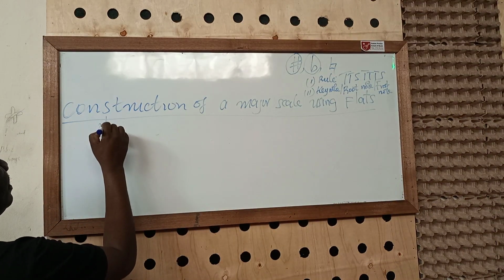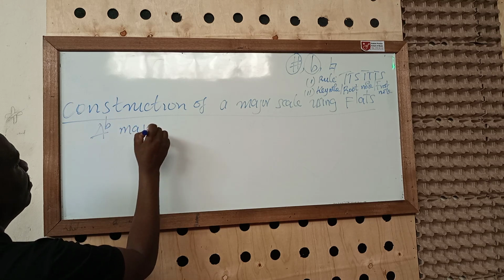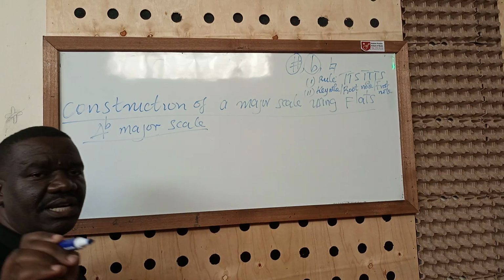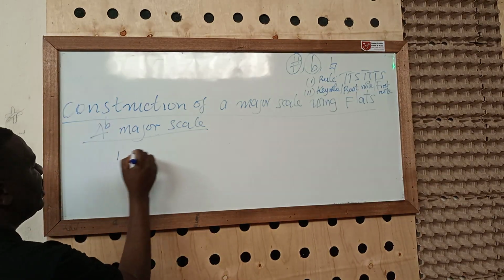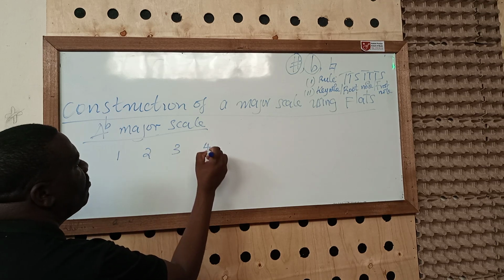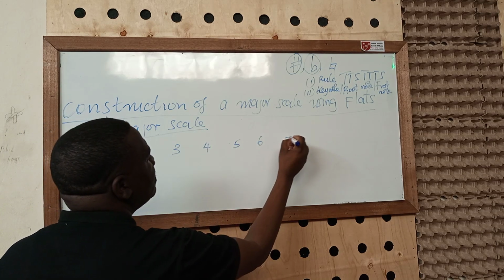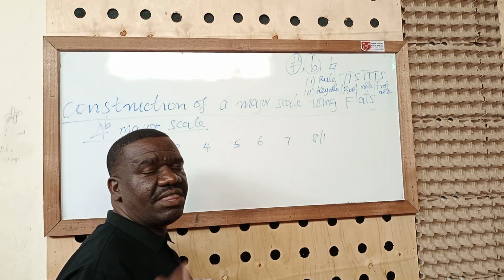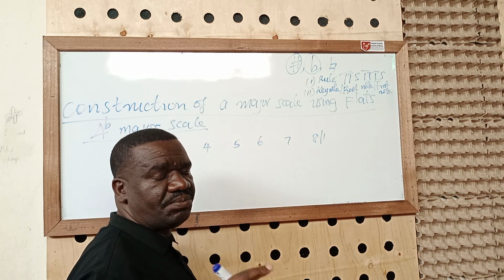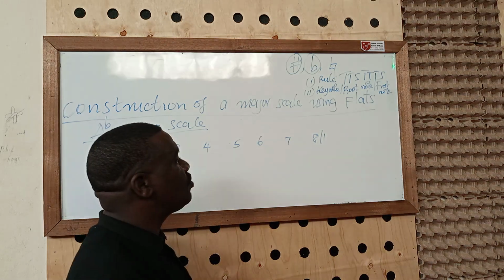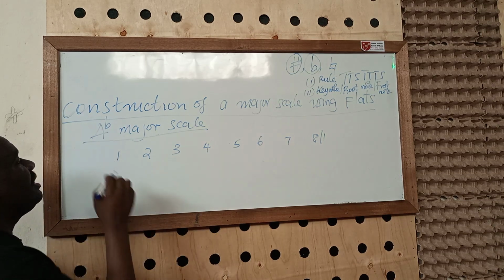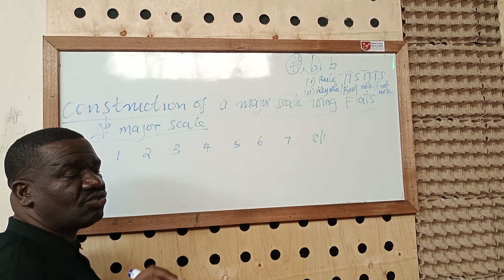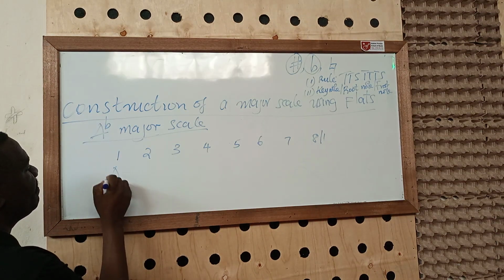So A flat major scale. As usual, a scale has 8 notes: 1, 2, 3, 4, 5, 6, 7, 8 stroke 1, because the 8th note is repeated at the first position, or the first note is repeated at the 8th position. So the first note is given by the name of the scale. The name of the scale here is A flat major. So the first note is A flat.